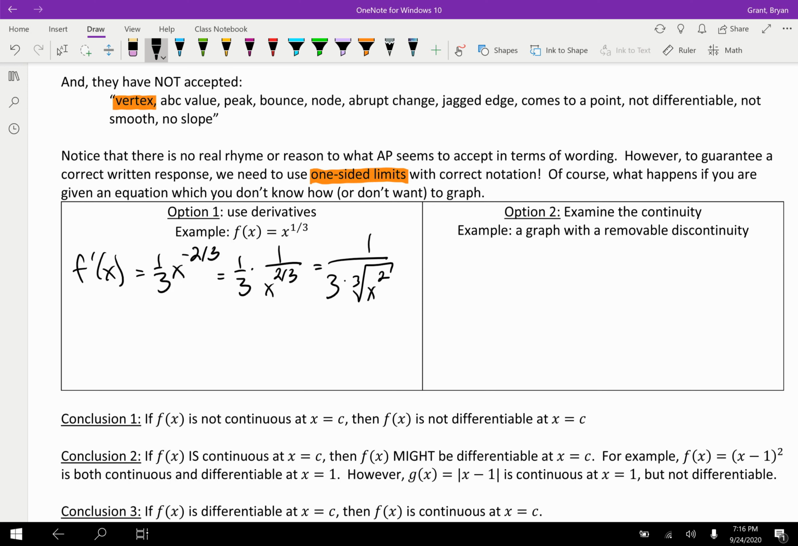I think it looks the cleanest to me, but it's up to you. Well, if something is not differentiable, it means there is not a derivative at that x value. And if there's no derivative, it means something broke that derivative equation. So looking at this derivative equation, can you think of what would break a fraction?